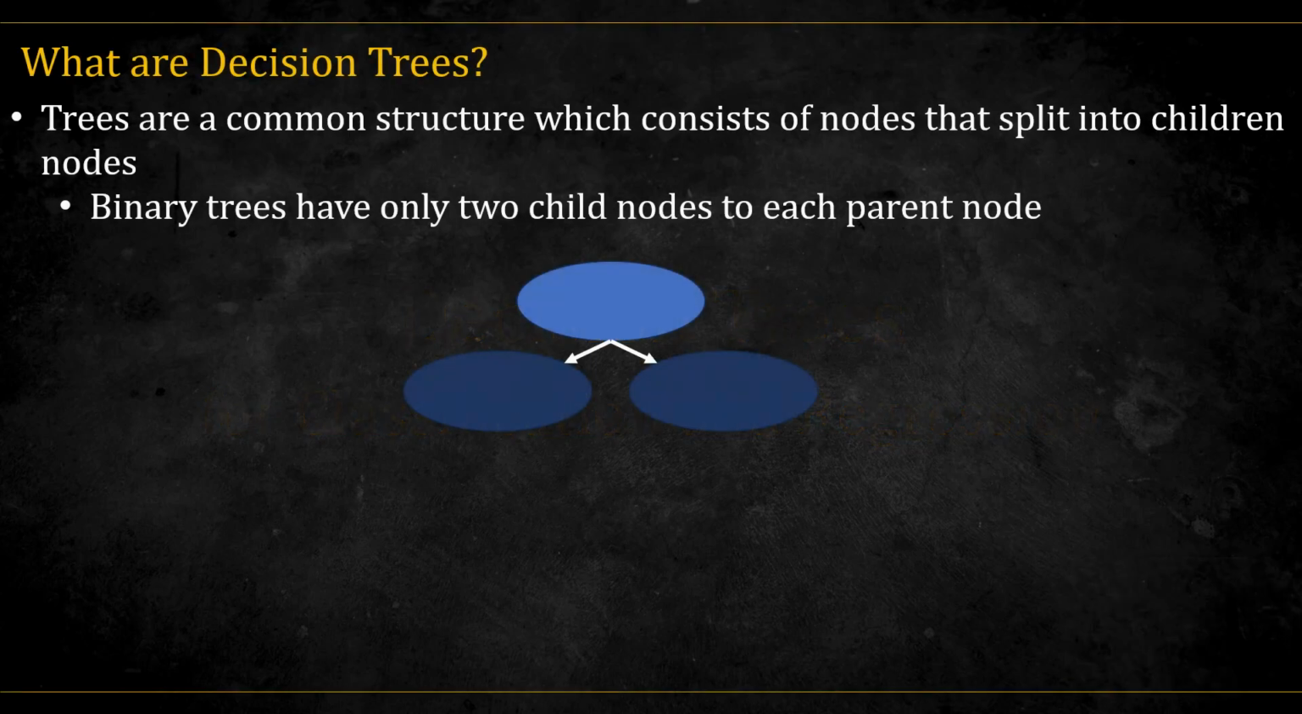So decision trees are a graph structure which consists of nodes that split into children nodes. Most often in the context of decision trees, we will refer to binary trees. These are trees that only have two child nodes per parent, though there are also non-binary implementations, but I won't get into them for now.